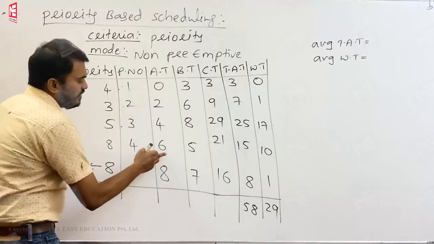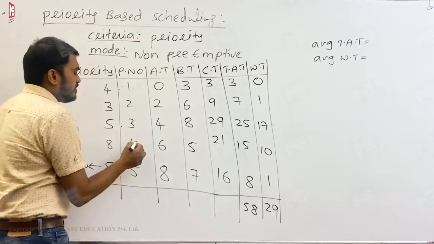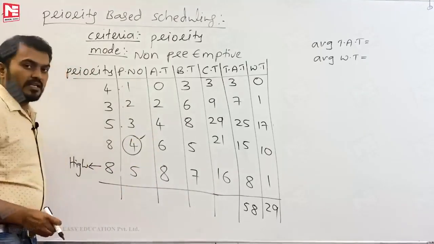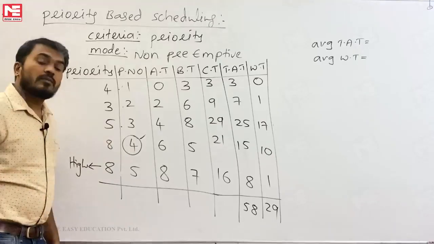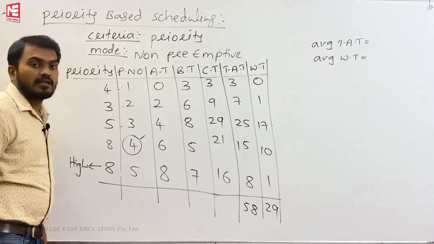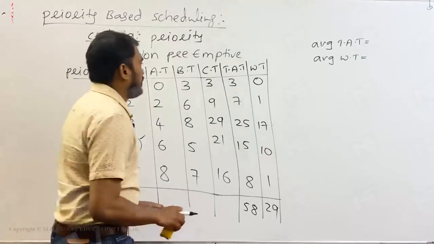So which one do you select now? This is coming at 6, this is coming at 8. Okay, P4. Is that clear? So if the priorities are matching, schedule the process which has the lowest arrival time. Okay, right. So that's how you have to solve the problem.